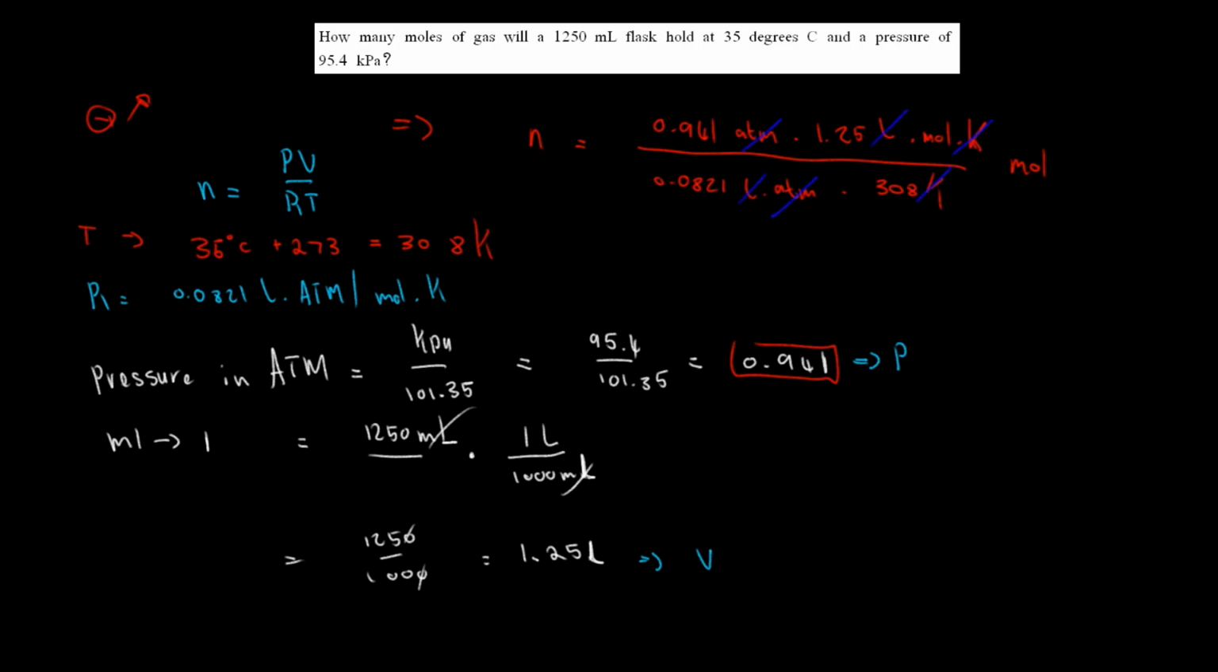Kelvin, goodbye. We're left with our moles. Okay, we got them, ladies and gentlemen. We got n. So let's do this calculation now. I'm going to say 0.941 times 1.25. That gives me, oh my goodness gracious.